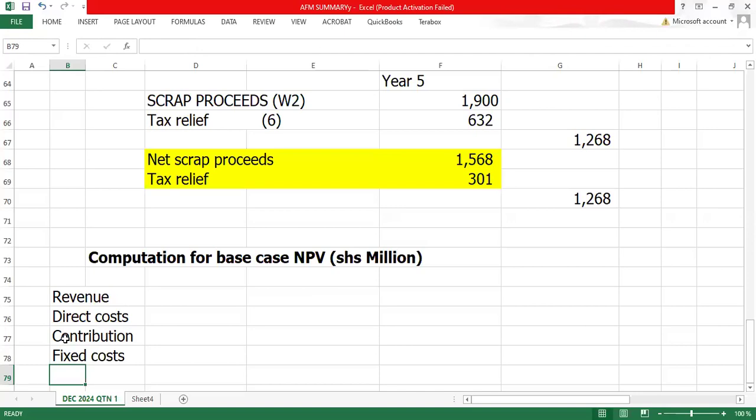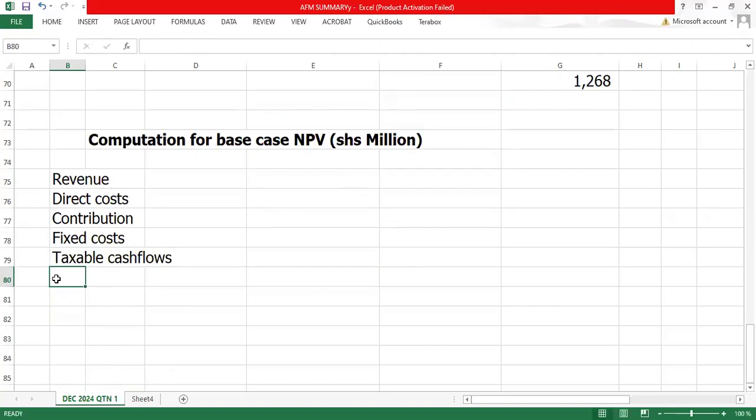Then after that, you will have the taxable cash flows. After taxable cash flows, you tax your cash flows at 30%, then you will get the after tax cash flows. After that, you look at your initial outlay, because we did that.